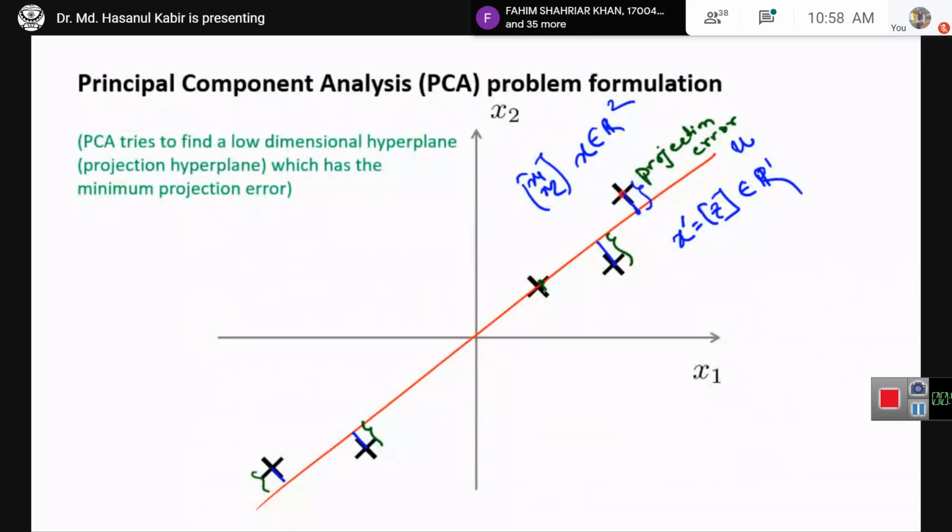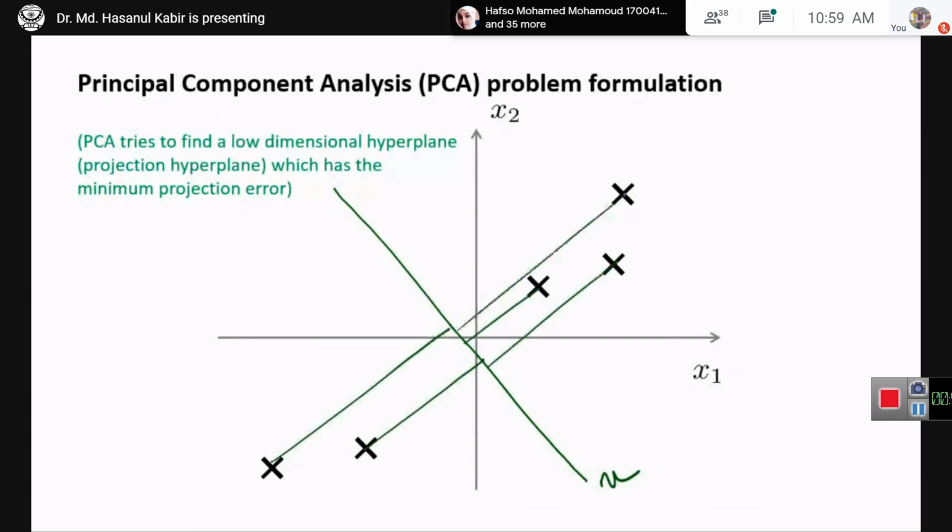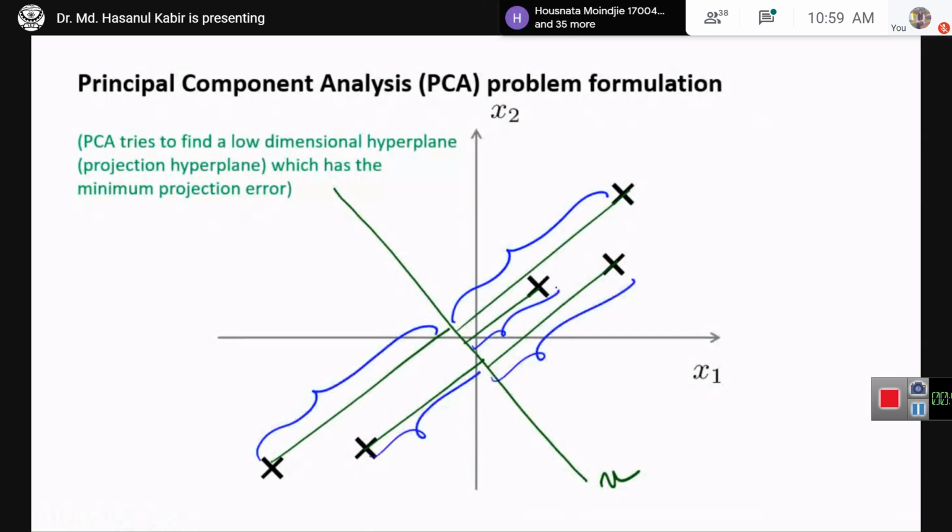Now, how about if I had taken this particular line, for example. First of all, I have to do this projection. That's fine, I will do this projection. Now, how much projection error do you have for this sample? You have a projection error of this one, or this one, or this one, or that one, and then for that one. Don't you think the projection error is high? Yes, sir.